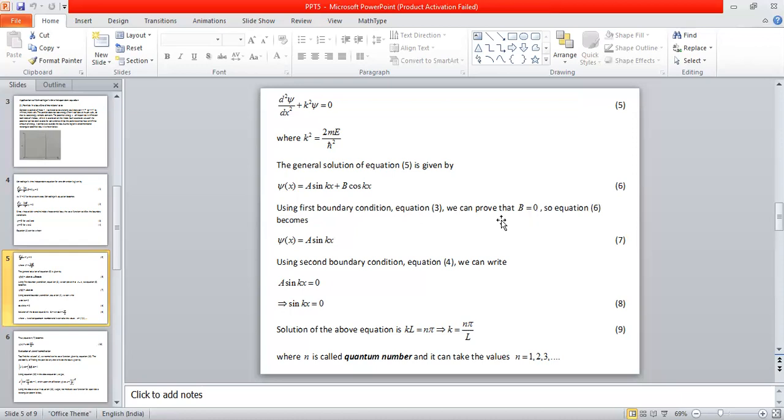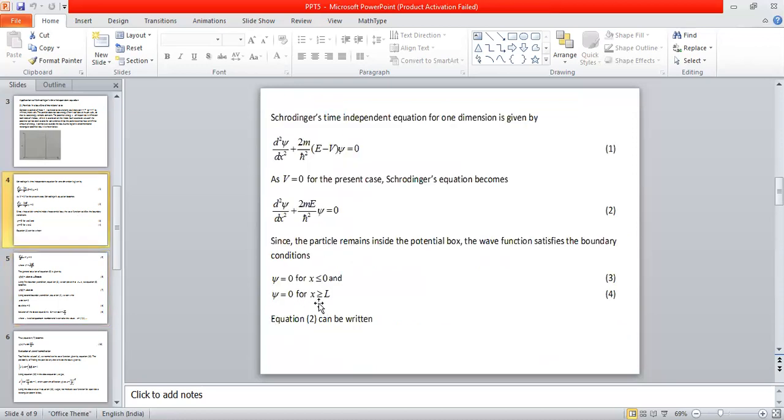Therefore, if we substitute the condition b is equal to 0 in equation 6, we are going to get the equation psi of x is equal to a sin kx. A simple mathematical thing that anybody can do. Now I'm going to use the second boundary condition. Please observe the second boundary condition.